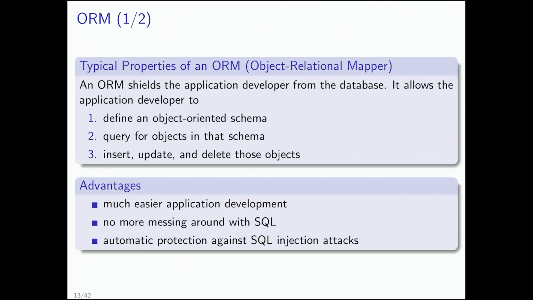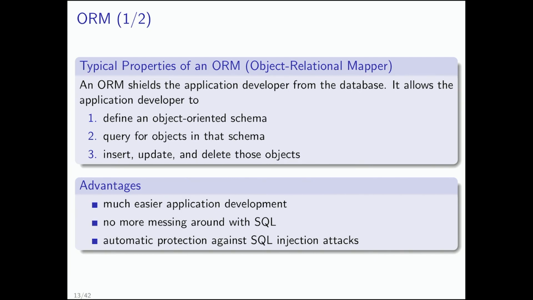So, but how does that work? There are different types of ORMs, object relational mappers, and I will focus on Django ORM. But as said before, the ORM shields the application developer from the database. It allows the application developer to define an object-oriented schema. So you don't define the standard create table SQL schema anymore, but you do something different.